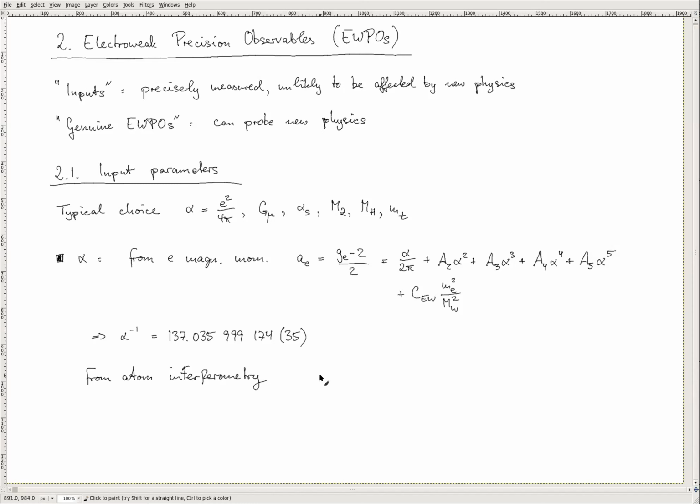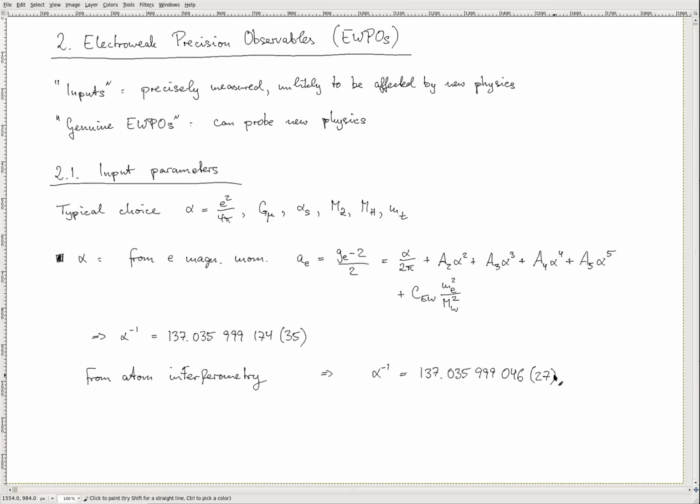And the answer one gets for that is, well, also a lot of digits, a lot of the same digits. It's about equally precise, with 2.7 in the last two digits.